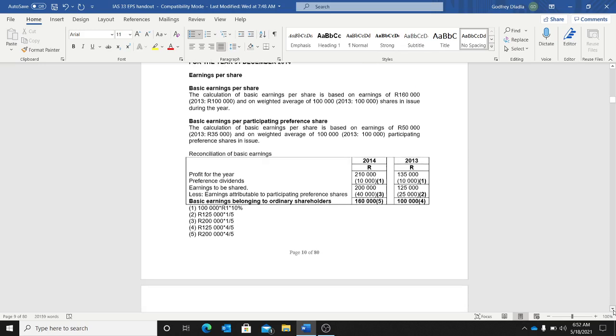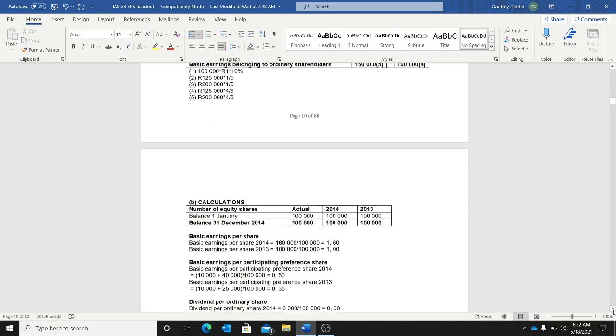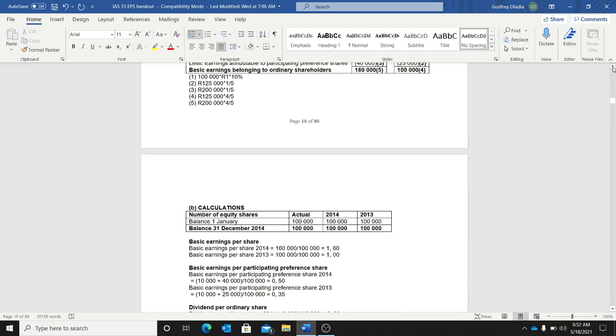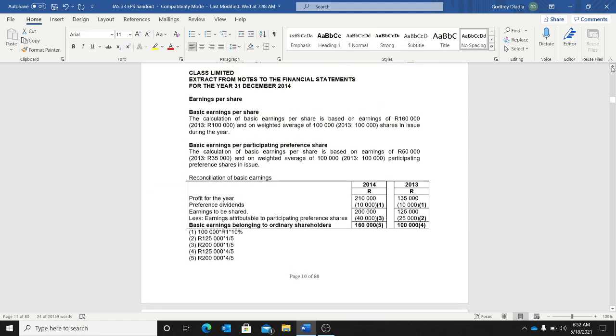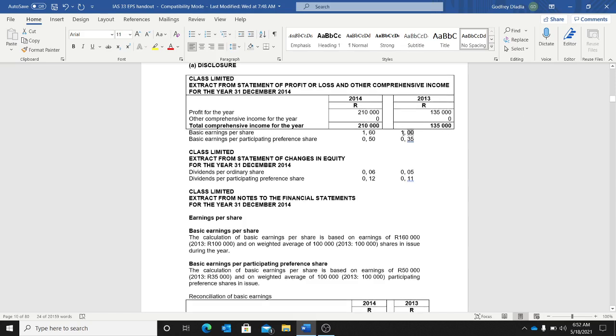Now when you have to calculate the basic earnings, you'll see here we go. It's 160 over 100 gives you that. 100 over 100 gives you that. So you are using these figures here, 160 and 100 divided by 100 over 100, right? Then once you are done with this calculation, your figures must be pushed up here. Do not change the figures. Here they are. You put them here. Okay. You put them there.